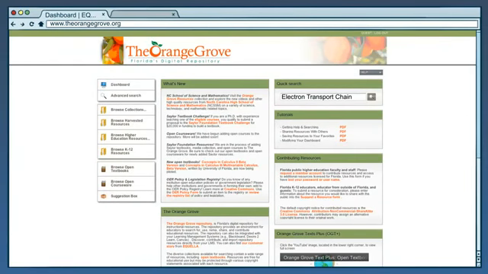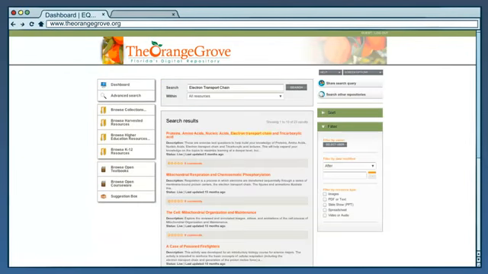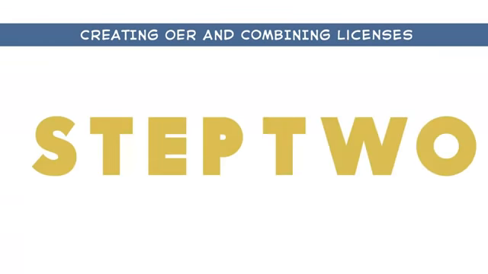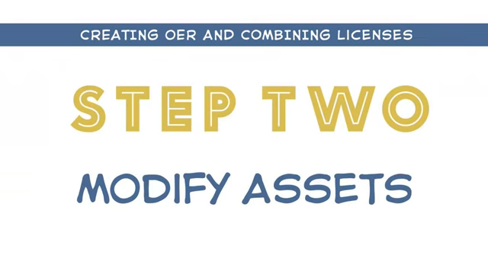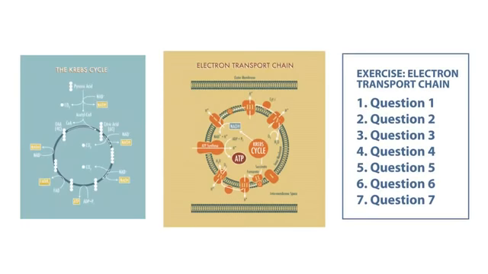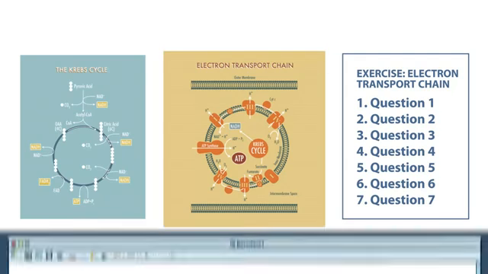For exercises, she logs into the Orange Grove, Florida's digital repository where a wide range of OER are available. Here she searches for electron transport chain and turns up some exercise test questions also licensed CC BY. Because there are no restrictions on these images or exercises, Michelle is free to modify them to suit her needs.